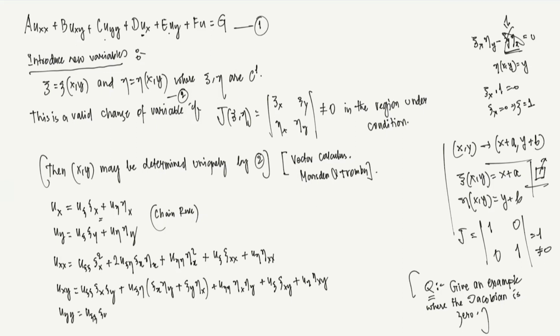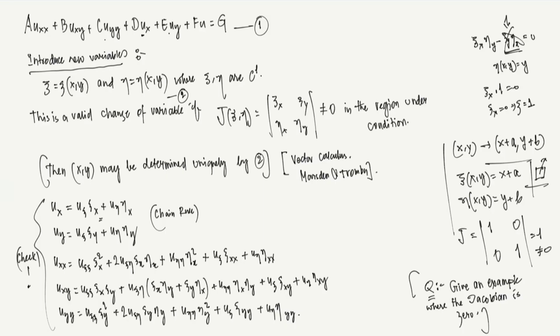U yy is u xi xi xi y square plus 2 u xi eta xi y eta y plus u eta eta eta y square plus u xi xi yy plus u eta eta yy. So please check this part. It is very, very important that you check this, because we are going to use this change of variable in a lot of different problems. I will show you, but that's the idea.